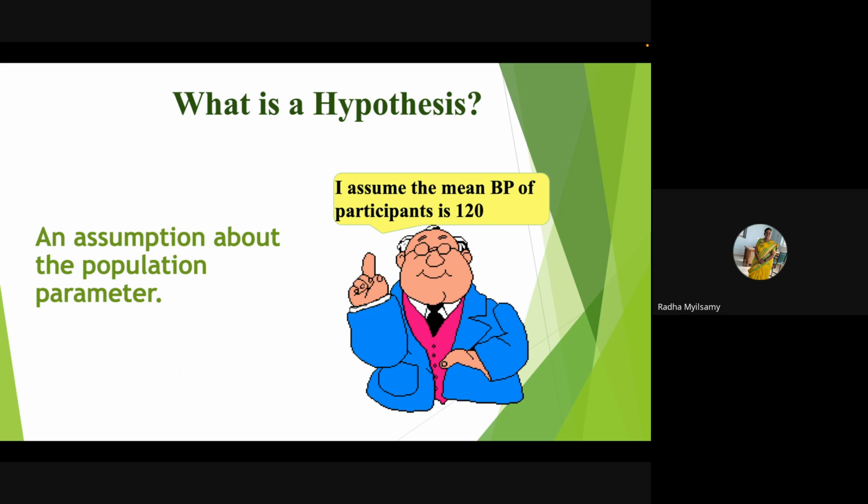So what is hypothesis? It is an assumption about the parameter. Based on the parameter, we may have an assumption. For example, suppose there are 120 participants in the survey, we may have previous assumptions or a previous hypothesis. Based on that, the mean BP of those 120 participants may be 120. That means mu is equal to 120.